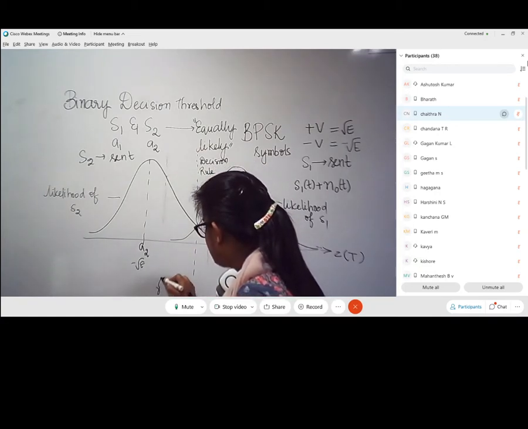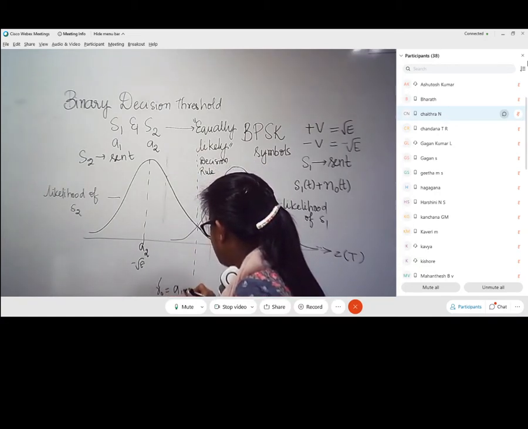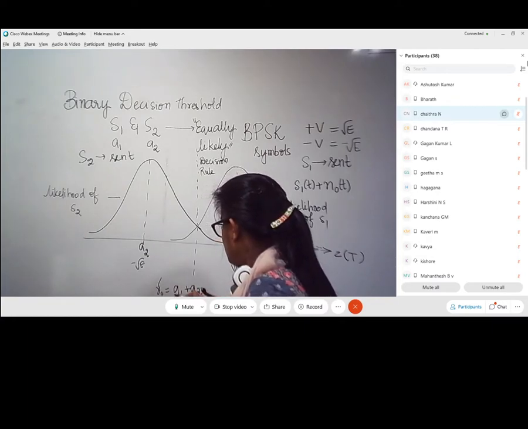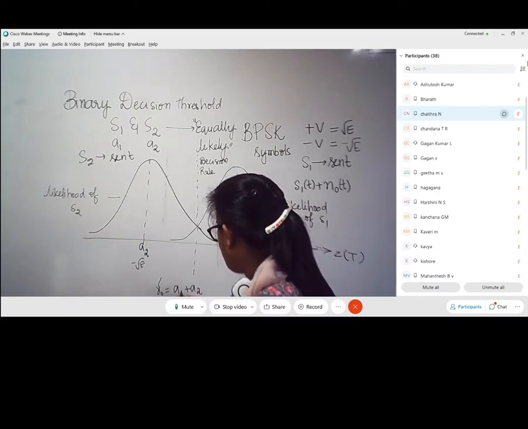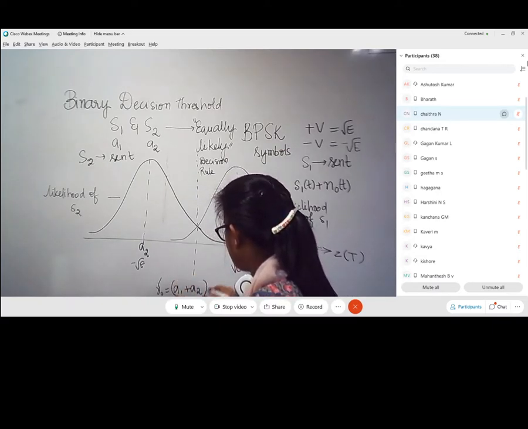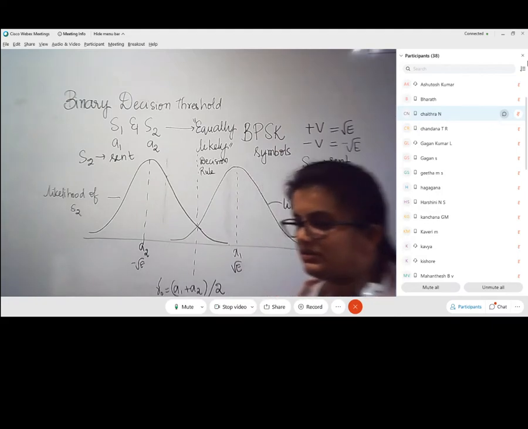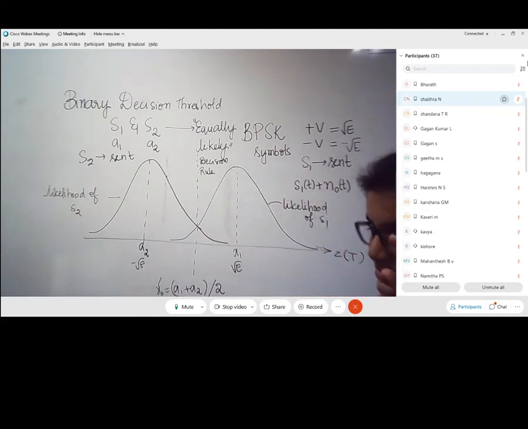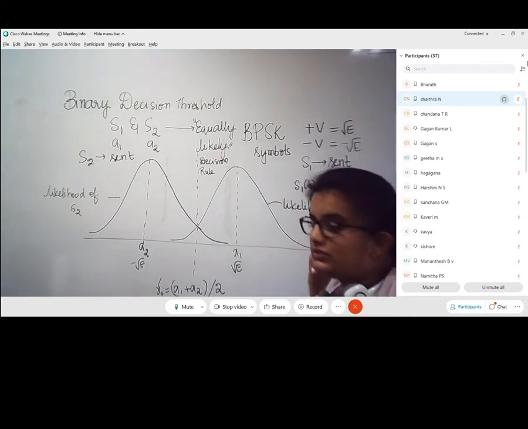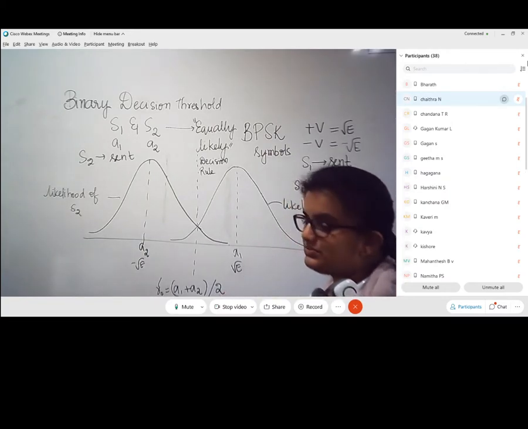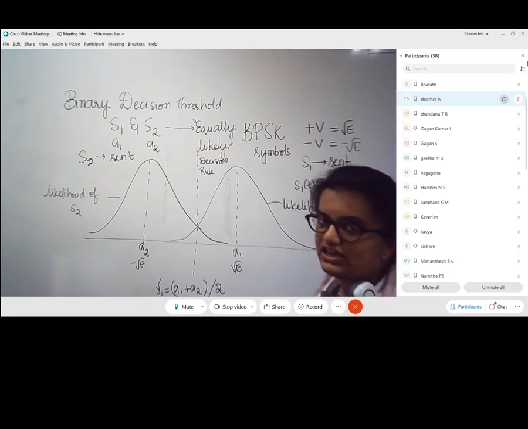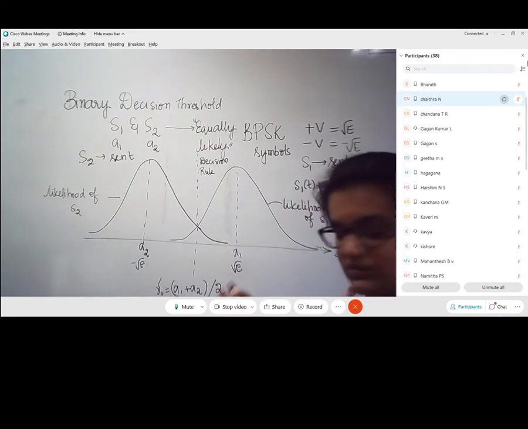How to decide this threshold gamma naught: in the equally likely case, when there are only two symbols, it is simply given by (A1 plus A2) divided by 2. I am going to write it at the top, maybe this is not visible. A1 plus A2 divided by 2. So this is the decision threshold when we have only two symbols during the transmission, and assuming that they are BPSK symbols, we can fix the decision threshold like this. Even in the case of ASK, you can do a similar operation.